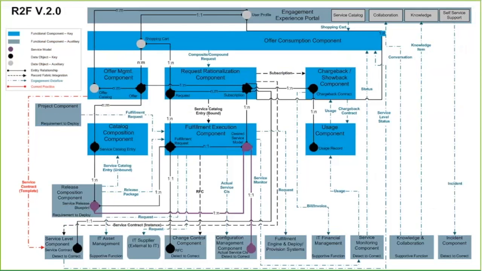In this level 2 diagram, we also see how the request to fulfill tightly interacts with both requirement to deploy and the detect to correct value stream. And this interaction with the requirement to deploy, focusing on the receiving information about the service in order to create and update the service catalog, in addition to execute the various deployments that may be used in the process of developing the service, such as deploying the application to a test and a production environment.